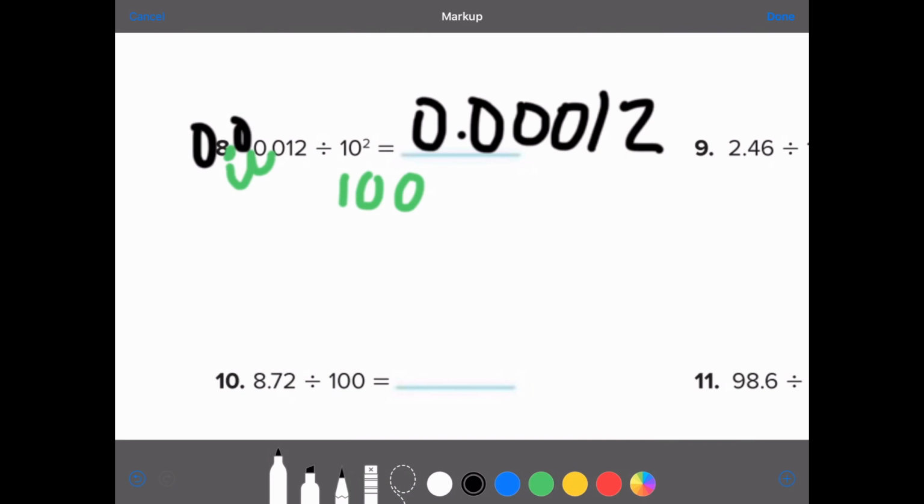Let me count my zeros there to make sure I got them all right. 1, 2, 3. 1, 2, 3. All right, got to make sure we get the right amount of zeros there.